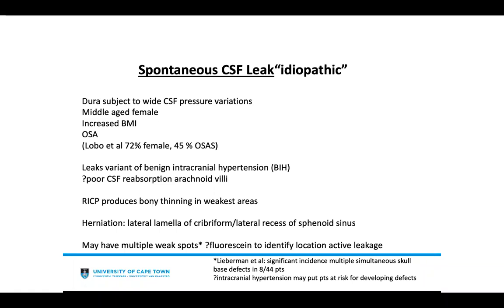Now, because of this raised intracranial pressure, with time, you get bony thinning in the weakest areas. And then there's herniation. And herniation can occur at the lateral lamella of the cribriform or the lateral recess of the sphenoid sinus. But what's important to know is that with spontaneous CSF leaks in patients with benign intracranial hypertension, they can actually have multiple weak spots.